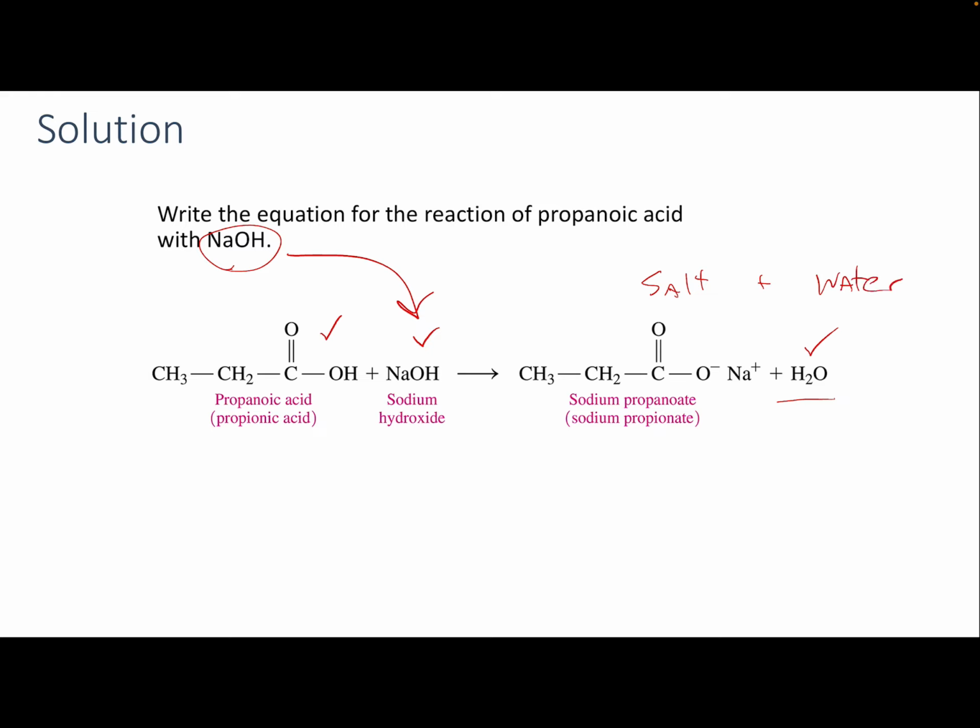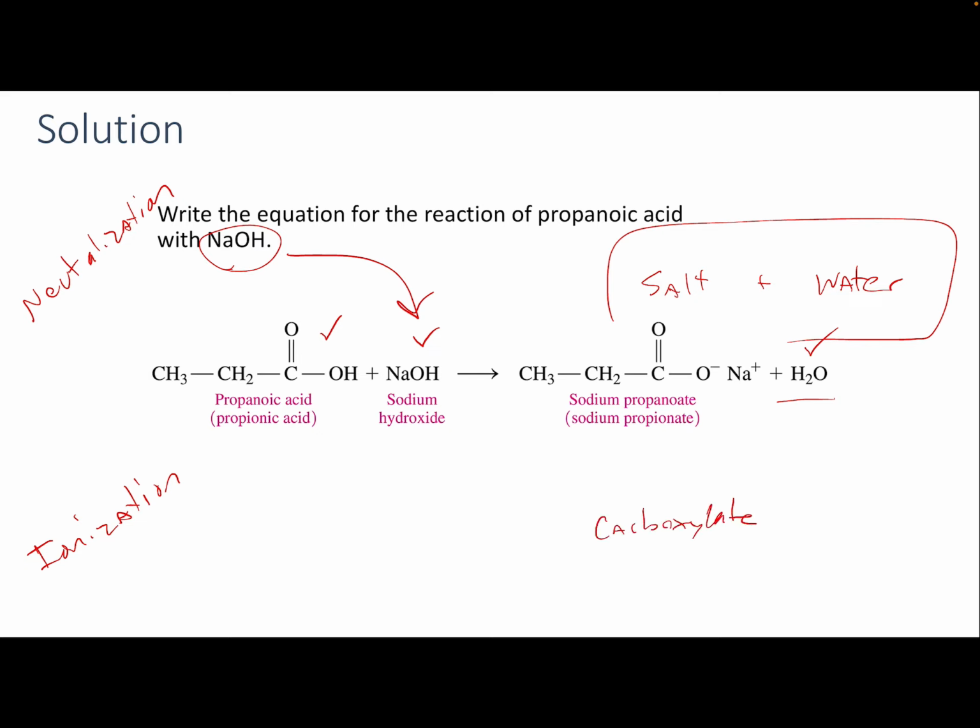So we should say it this way. If it's neutralization, you get water and a salt. If it's ionization, you get carboxylate ion and H3O plus. So 2 different products depending on what we're looking at. If it's a neutralization, you get one thing. If it's ionization, you get the other. But the carboxylate happens to both of them. The losing the H happens to both. Good.